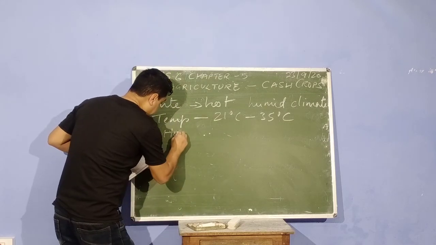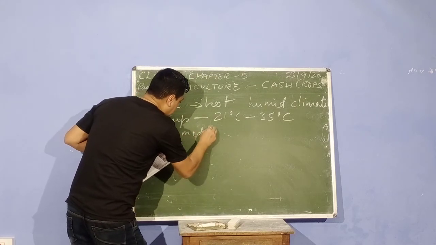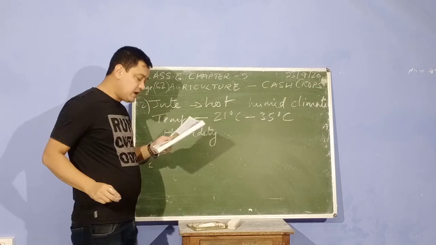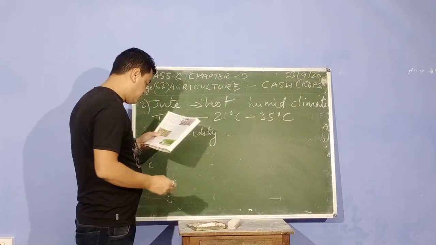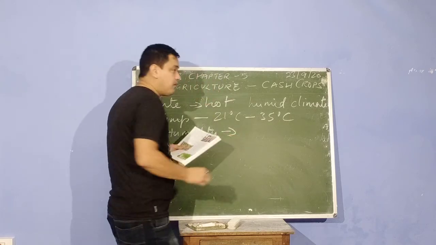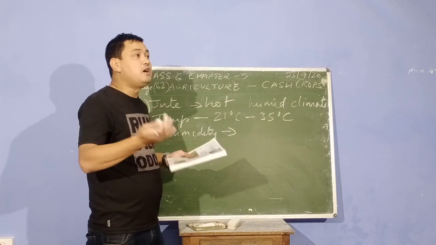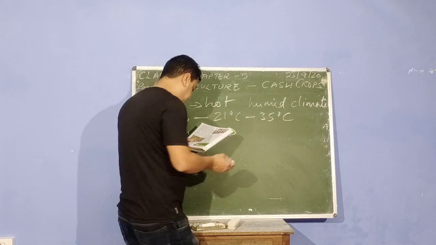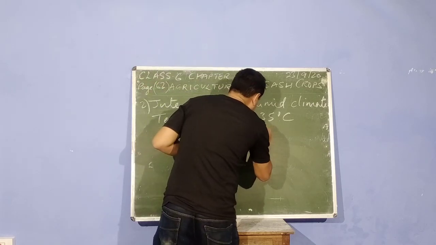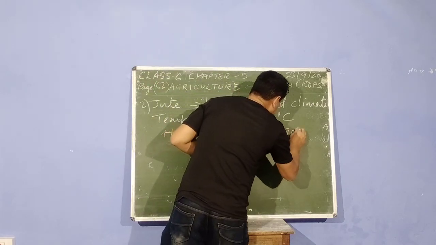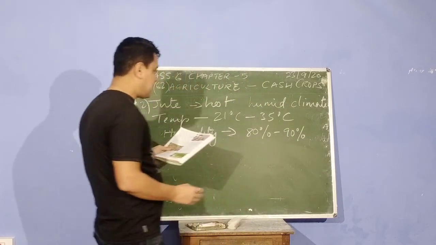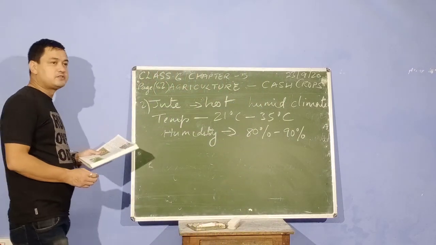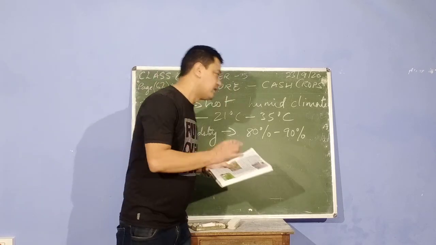Humidity is the wetness of the atmosphere, or the amount of moisture in the air. The amount of moisture in the air increases when the temperature rises. We need what kind of humidity? 80% to 90%, unsaturated air, which you will study in geography in class 7.